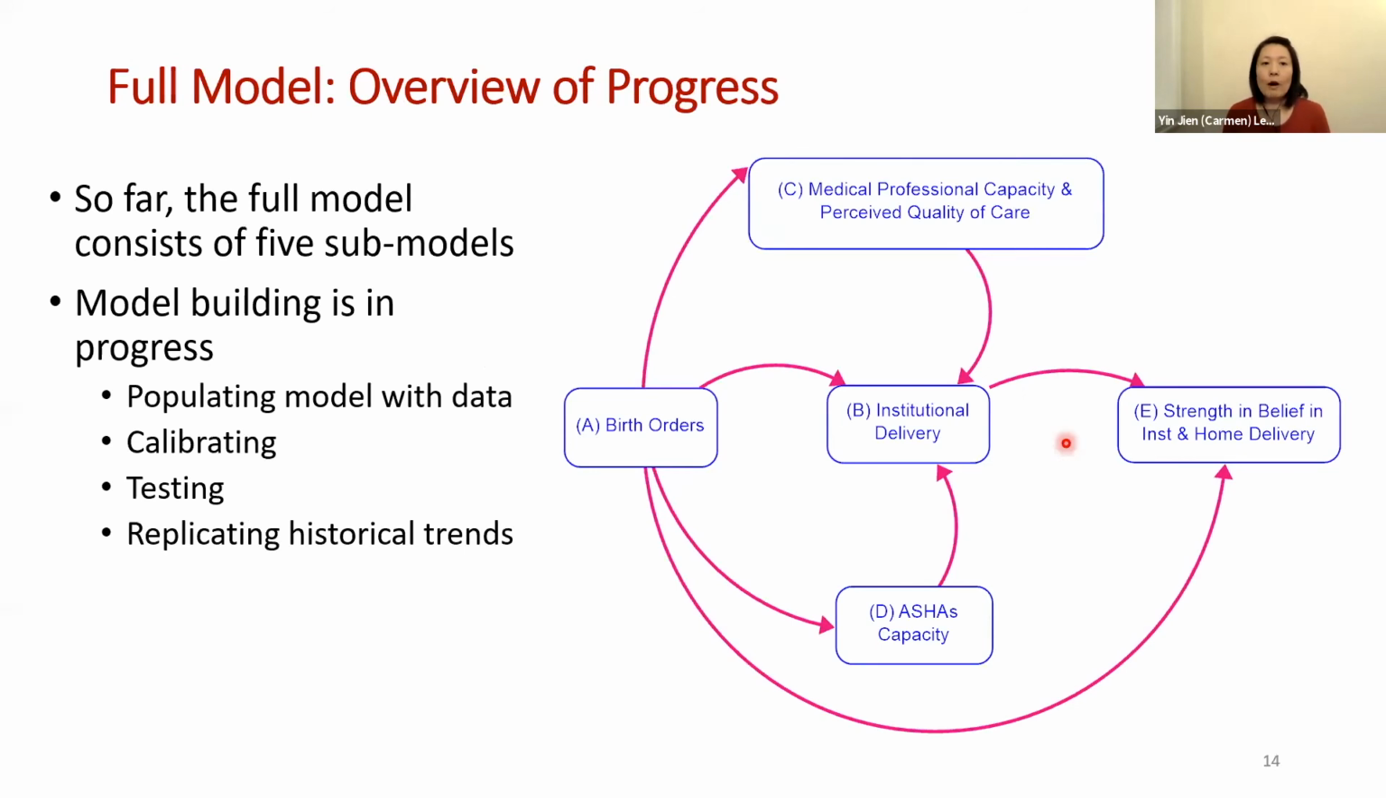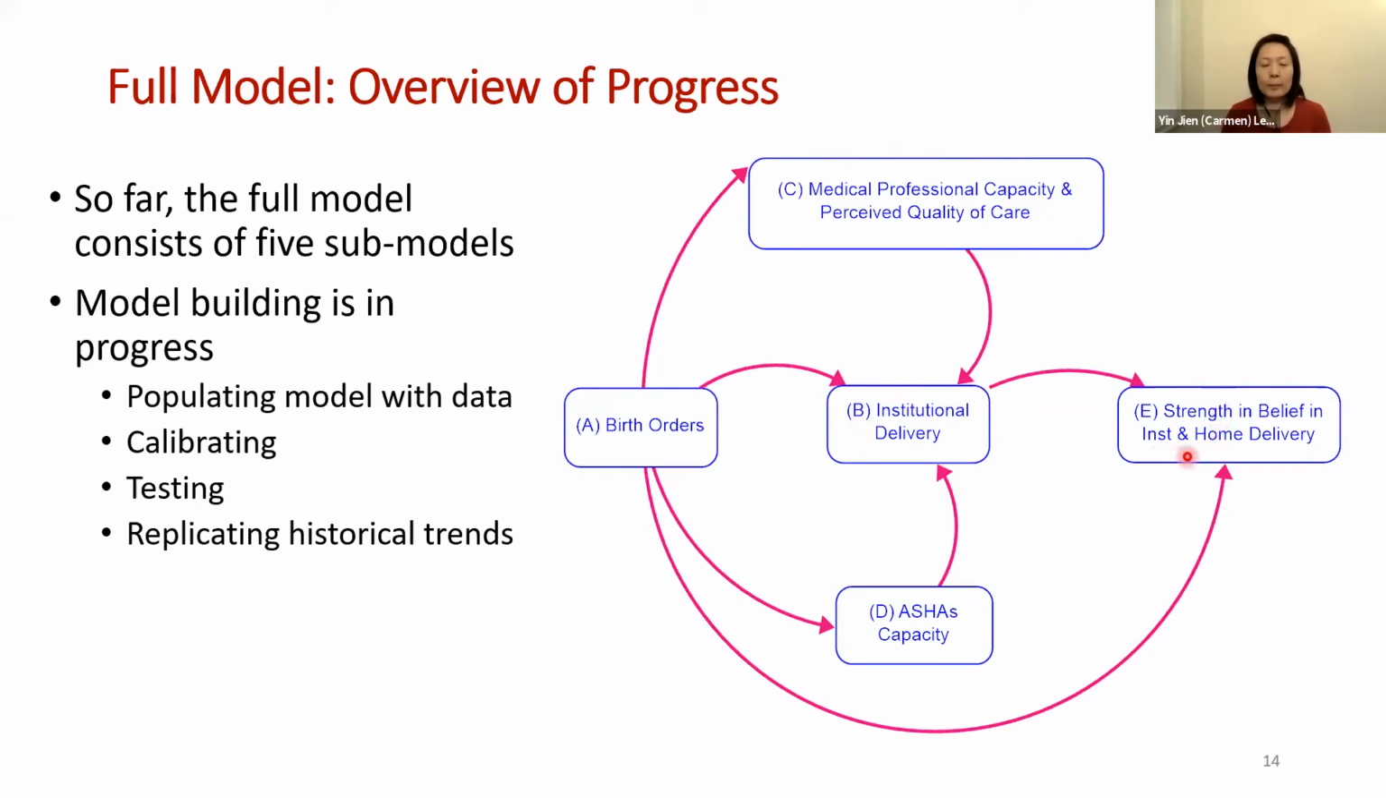So far, we have 5 sub-models within the full model. Each of these sub-models is considered a subsystem. Currently, we are still in the process of building the model. We are populating the model with data, calibrating and testing vigorously, and also trying to replicate the reference mode, which is to test the ability of the model in capturing the structure that gives rise to the problematic behavior. Some of the sub-models are the birth orders, institutional delivery rate, the medical professional capacity and perceived quality of care, ASHA's capacity, and the strength between the belief in institutional and home delivery.